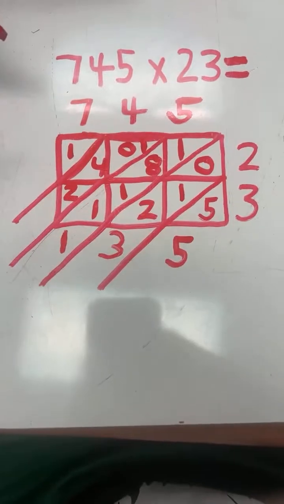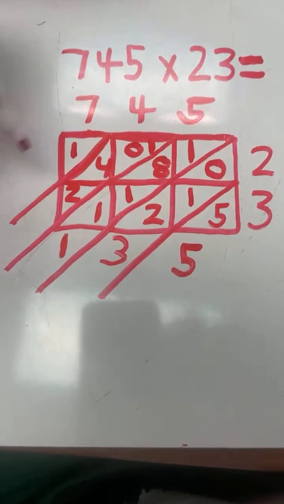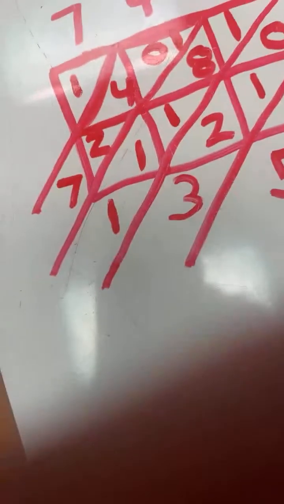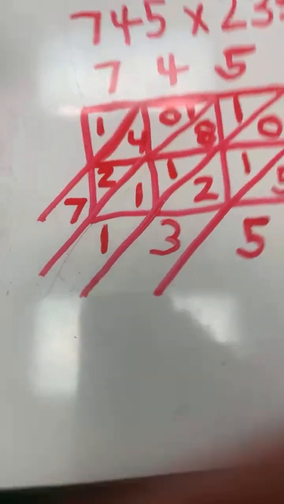So next, we are adding 1 plus 0 plus 4 plus 2. 1 plus 0 equals 1, plus 4 equals 5, plus 2 equals 7. Next, going along the final diagonal line, all we have is a 1 there.